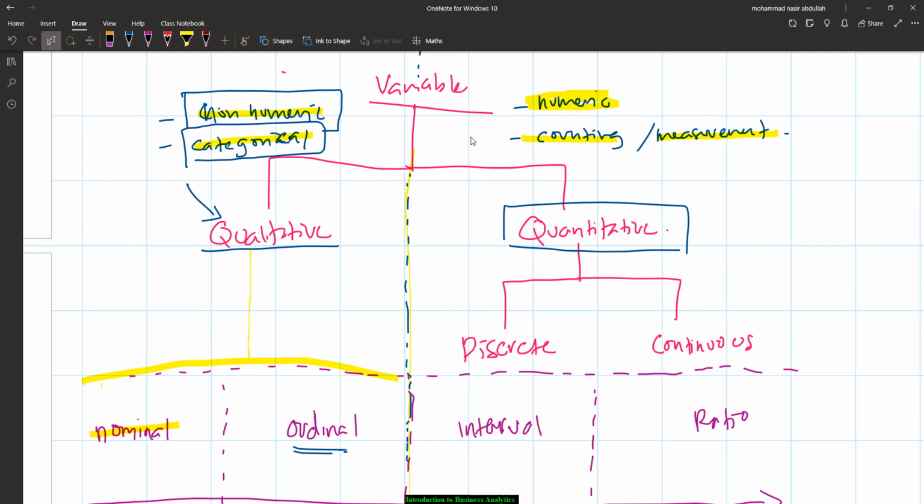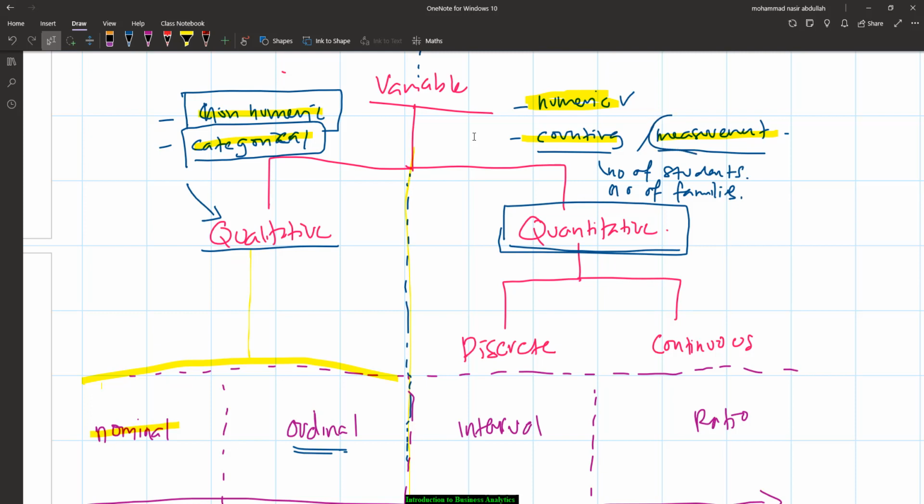On the other side is quantitative data. Quantitative data is numerical data. It is based on counting or measurement. You can get the data from counting or measurement. For example, let's say number of students, number of families, number of children. So we can get it from counting. Let's say kita kira 1, 2, 3, 4, 5. So kita count, kan? Itu adalah numerical data.